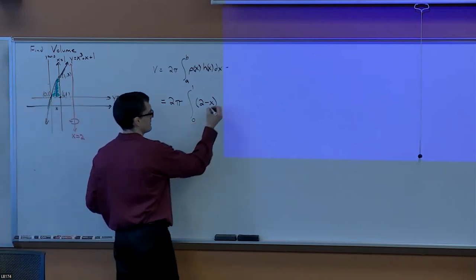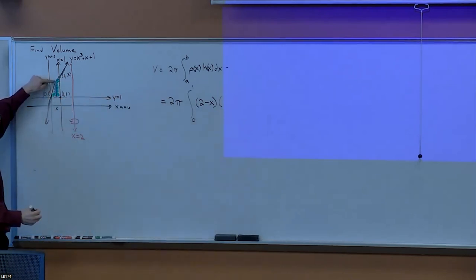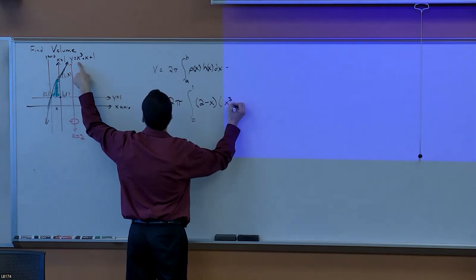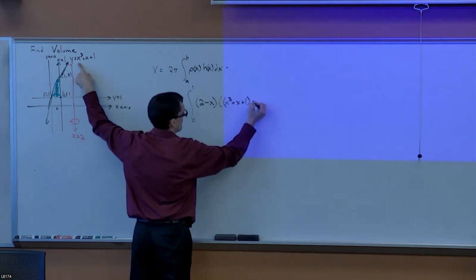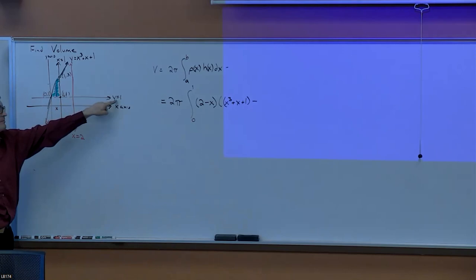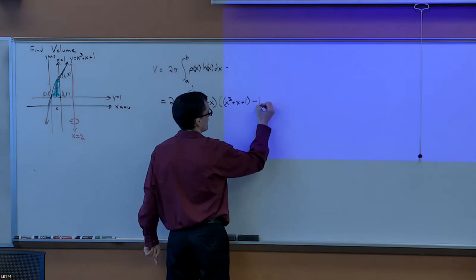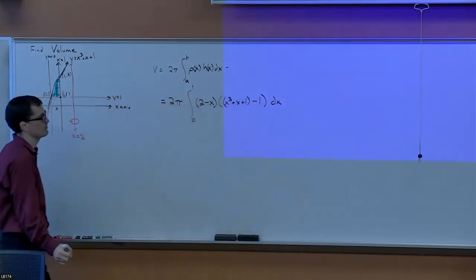All right, the height of this Riemann rectangle: the top of the rectangle is determined by y equals x to the third plus x plus 1. The bottom of this rectangle is determined by y equals 1. So be careful about that. Bottom of the rectangle determined by y equals 1. And then we're going to integrate everything with respect to x.